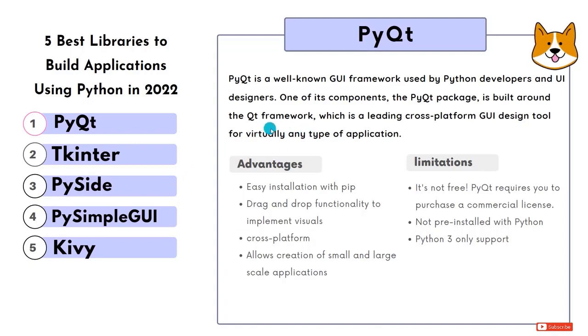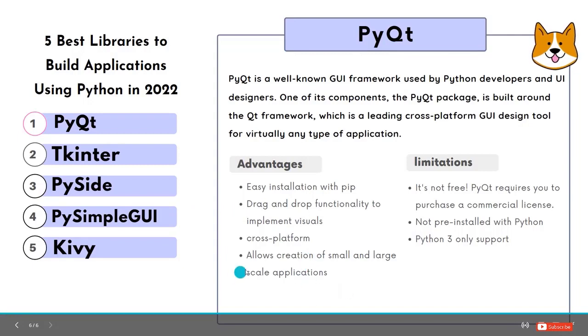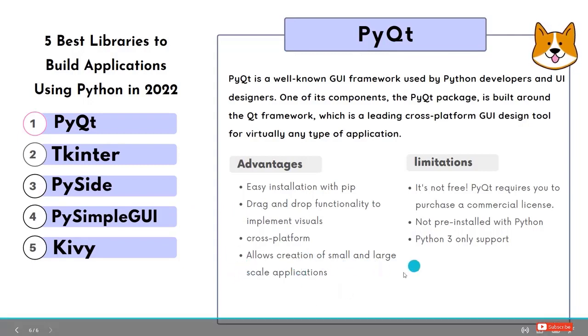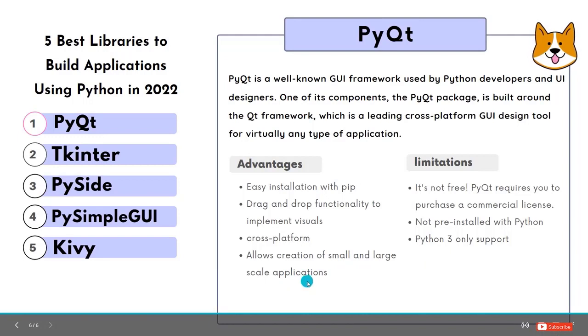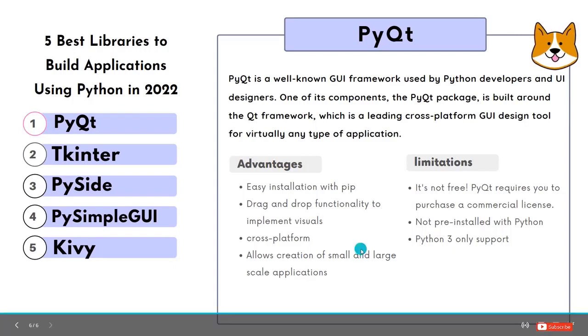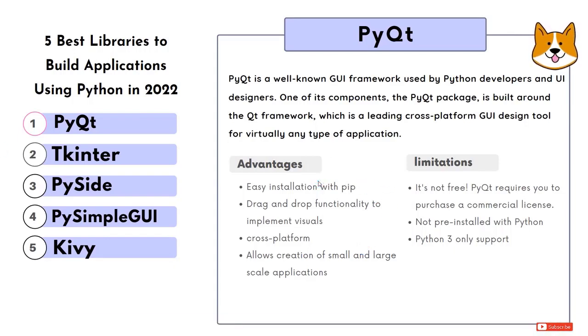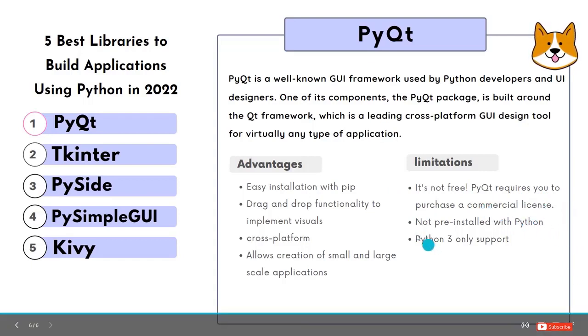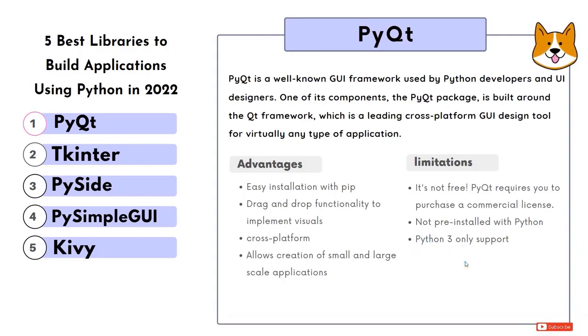So this Qt framework made PyQt the top 1, and it is easy even for new developers to use. It allows creation of small and large scale applications. You can build small scale interfaces to large scale applications by just using this PyQt framework. It has many cool, interesting implementations, but these kinds of things are not free. PyQt requires you to purchase a commercial license. It is also not pre-installed with Python, and it only supports Python 3. But this is the best framework and top 1 framework to build GUI applications.